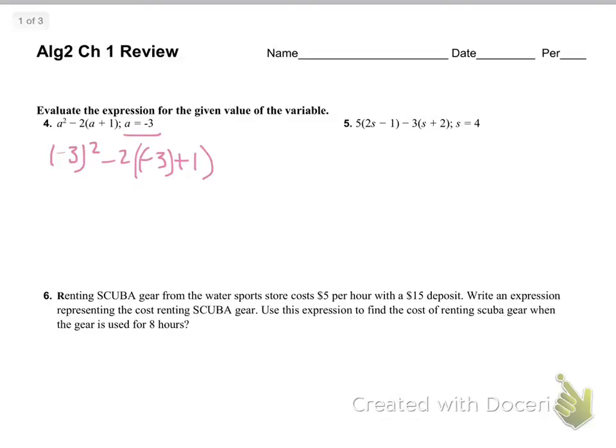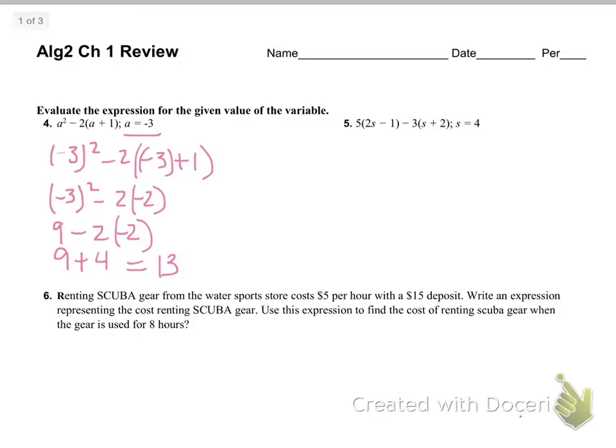So I look inside my parentheses first, for P. So -3 plus 1 is -2. Next is exponent. So I do my exponent. So I got -3 squared is 9. Multiplication is next. -2 times -2 is 4. 9 plus 4 should get me 13.